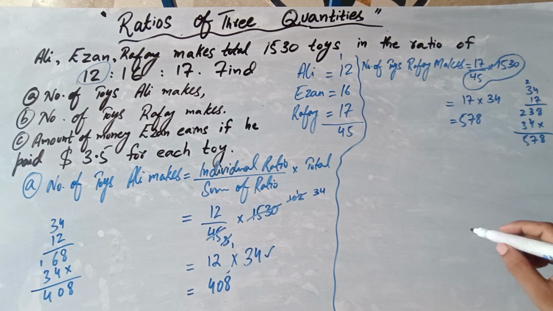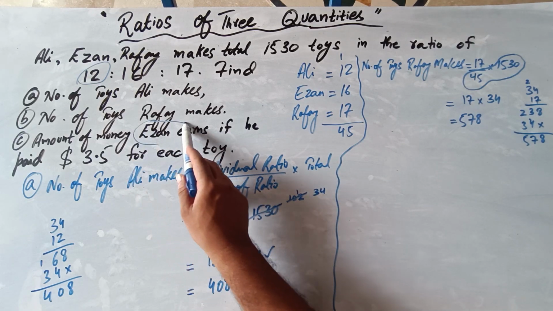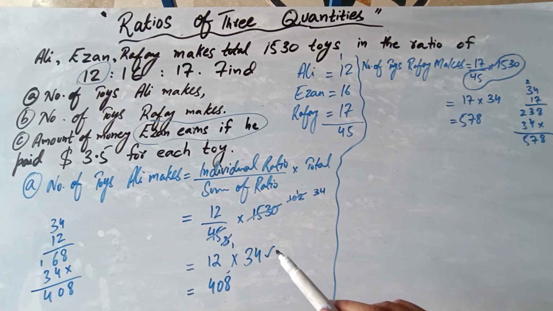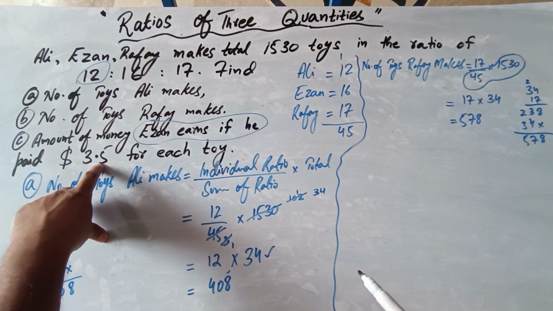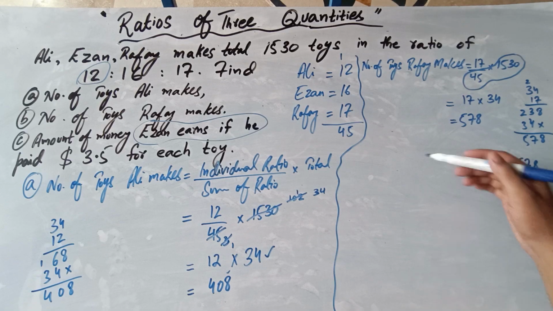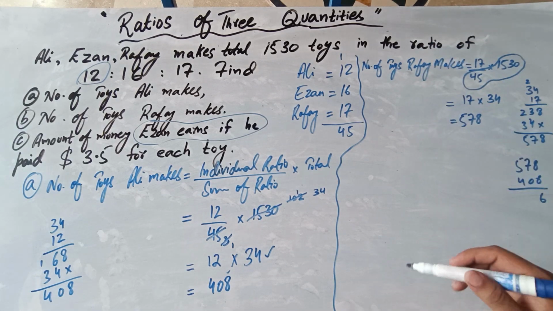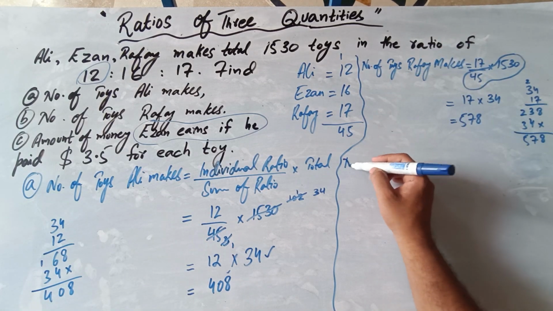Now we need to find out the amount of money Izan earns, if he is paid $3.5 for each toy. For that, first of all, we need to know how many toys Izan is making. So we can add both of these toys and then subtract from the total number of toys. This is one way, or you can find it in the same way as well. It's up to you. If you are comfortable with the same formula, that is also fine.